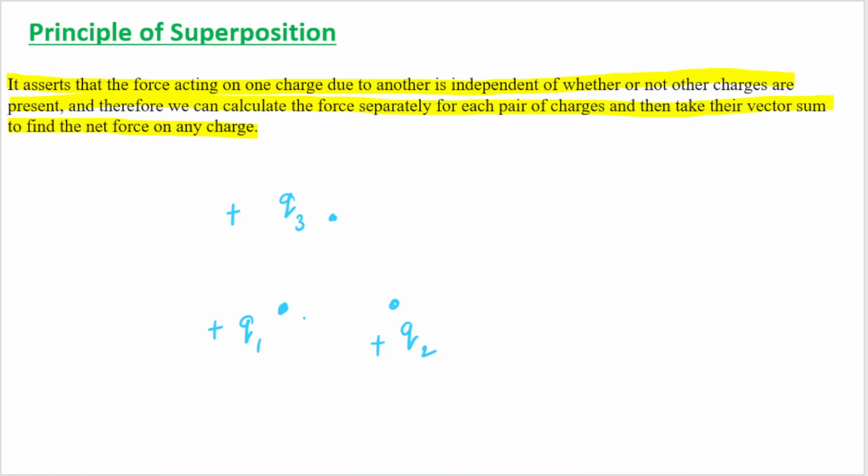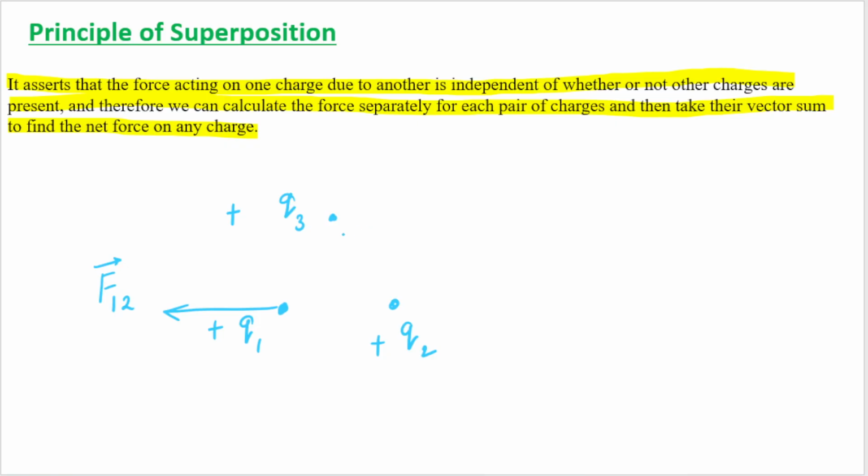The principle of superposition of electric forces states that if we want to calculate the force on Q1, let us look at pairwise. Q1, Q2 is one pair, and the force on Q1 because of Q2 is repulsive, as shown by this arrow. Let us label this arrow. When we are calculating this force, notice how I am ignoring the existence of Q3.